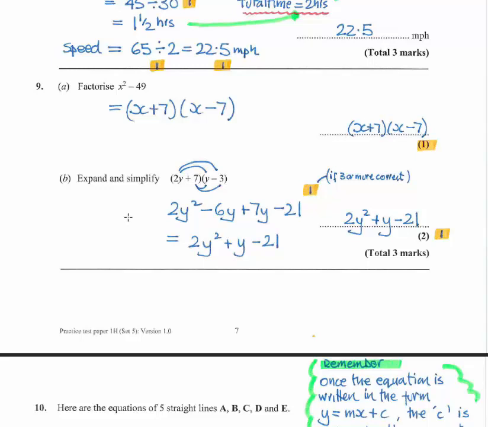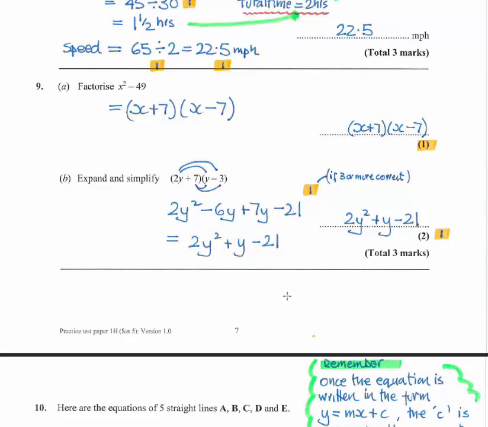Expand and simplify. Okay, so you need to multiply everything in here by everything in here. 2y times y gives you 2y squared. 2y times minus 3 gives you minus 6y. 7 times y gives you 7y. And 7 times minus 3 gives you minus 21. You get 1 mark if you've got any 3 of these things correct.